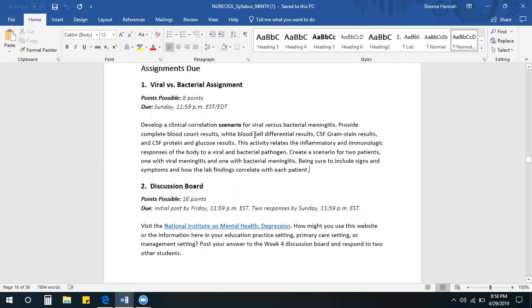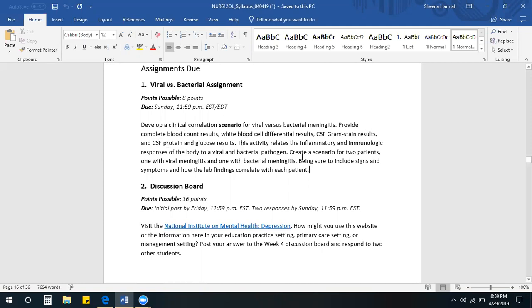You'll also want to list your white blood cell differential results and your gram stain results. Don't just put positive or negative. Do a little bit of research and see what the most common type of bacteria you find in meningitis might be, and list that. You want to list your spinal fluid protein and glucose results. Like I said, pick a number. If it's supposed to be high or low, pick the number. Don't just put a range there.